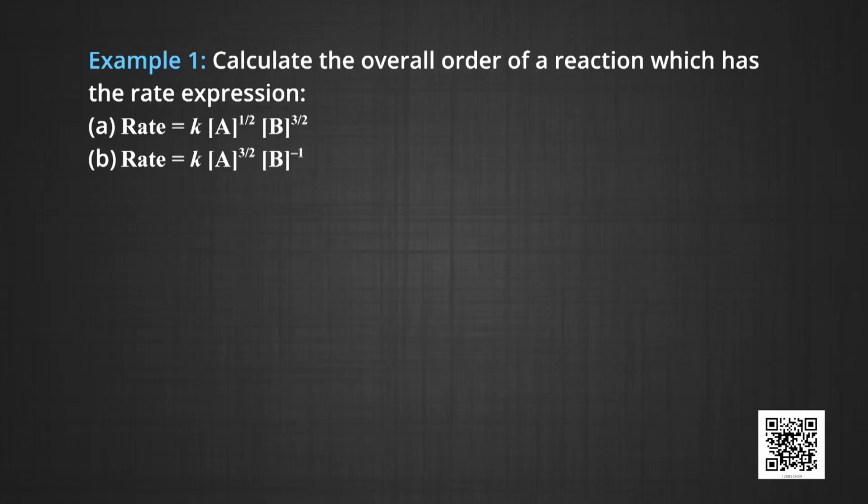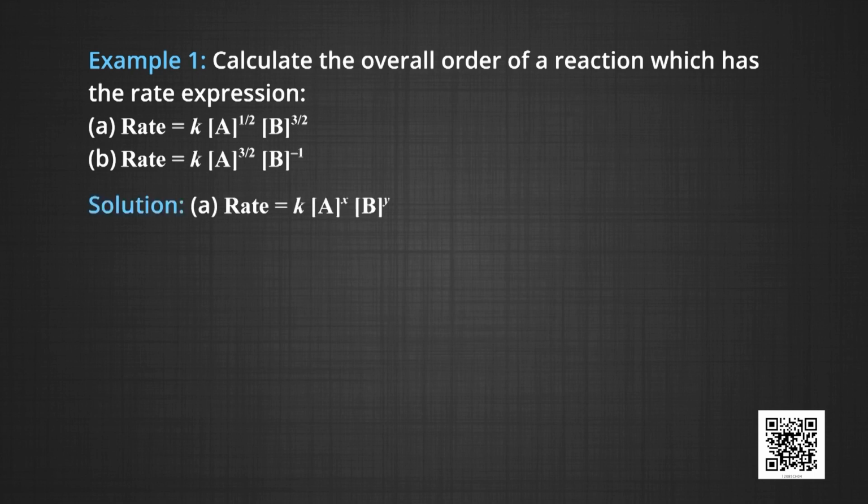Calculate the overall order of a reaction which has the rate expression. Part A: rate is equal to K, concentration of A raised to power half, concentration of B raised to power 3 by 2. And the second part: rate is equal to K, concentration of A raised to power 3 by 2 and the concentration of B raised to power minus 1.